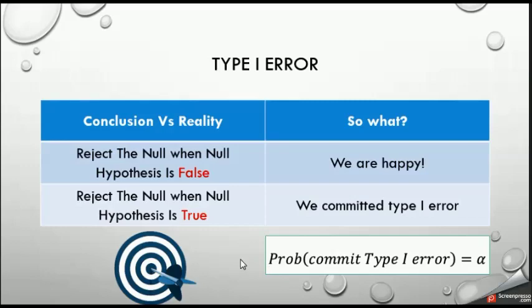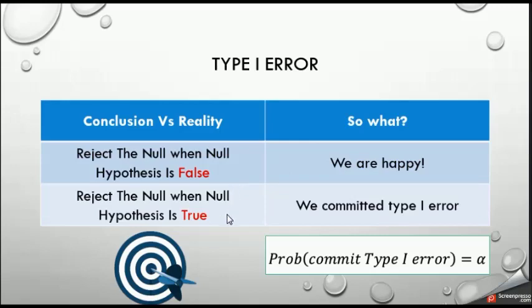So now let's look at the type 1 error. What is the type 1 error? Suppose we have rejected the null hypothesis, and the null hypothesis was false. Now we are happy, because in reality the null hypothesis is false and we have rejected it. So we are happy because we have made the correct conclusion. Our conclusion from statistics was exactly the same as reality.